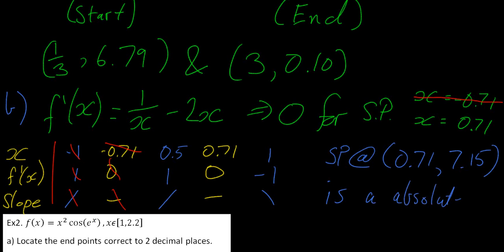The reason for this being absolute maximum, now we can tell that this is a maximum due to our nature test over here, but it's absolute maximum because this 7.15 here is higher than our endpoint of 6.79. It's also higher than this endpoint, well, the right endpoint is at 0.10. But saying that it's absolute, you have to actually graph it out to see what this is.